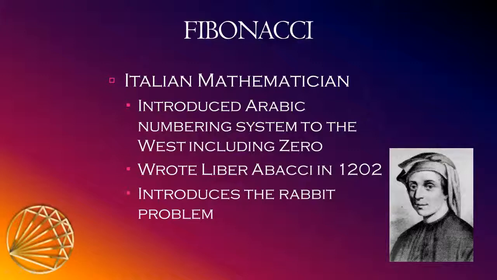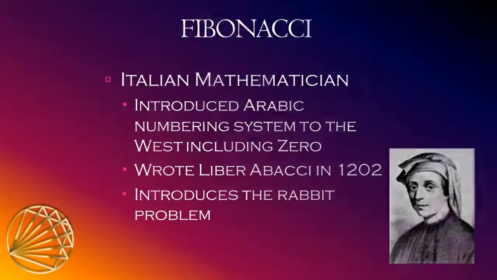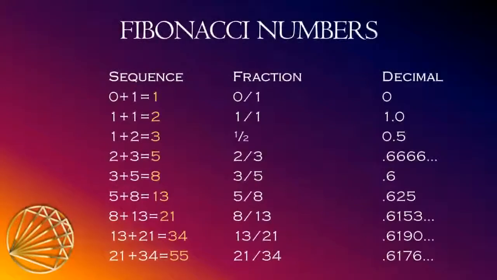Now, this is the problem. He states, how many pairs of rabbits placed in an enclosed area can be produced in a single year from one pair of rabbits if each pair gives birth to a new pair each month, starting with the second month? From the rabbit problem, we get an additive sequence that emerges.